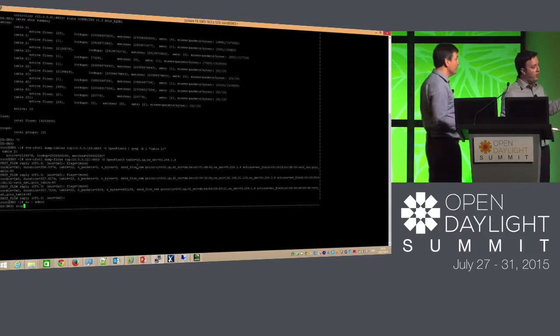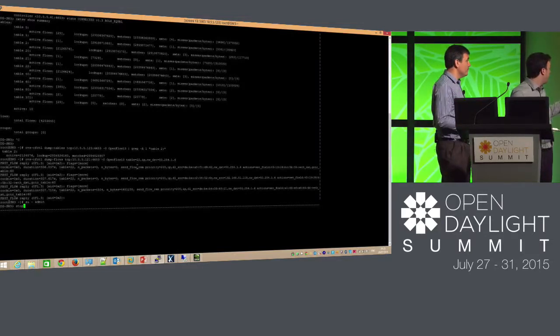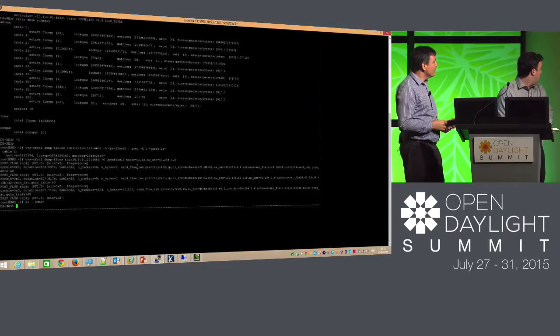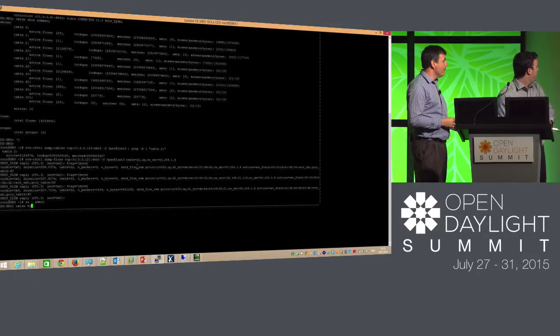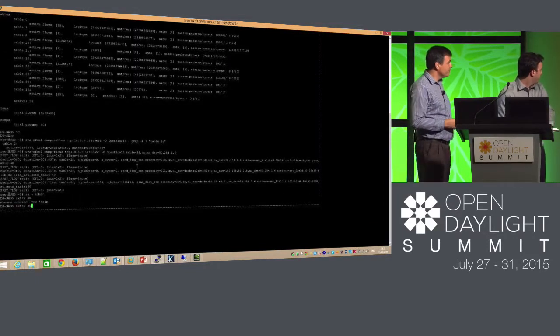Okay, the next failure we'll show is a switch failure. Again, we're in switch number 3. Let's see, just see it's an active switch.